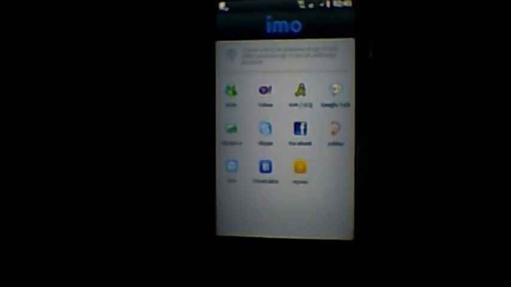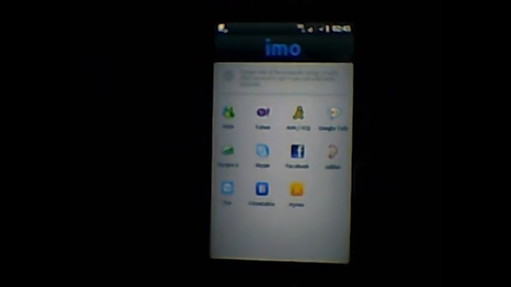There we are. IMO. Please work. Please work. Yes! There we are. He is working. See, IMO was also working. I didn't show it to you, but IMO was working in CM as well. But there we are. Perfect.